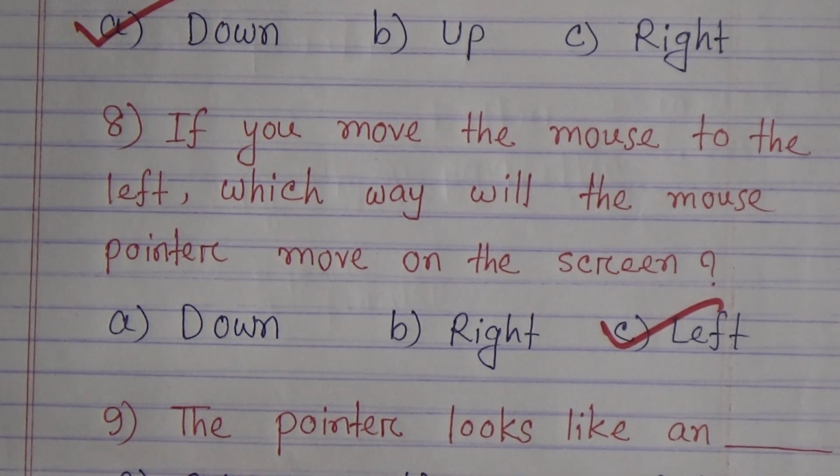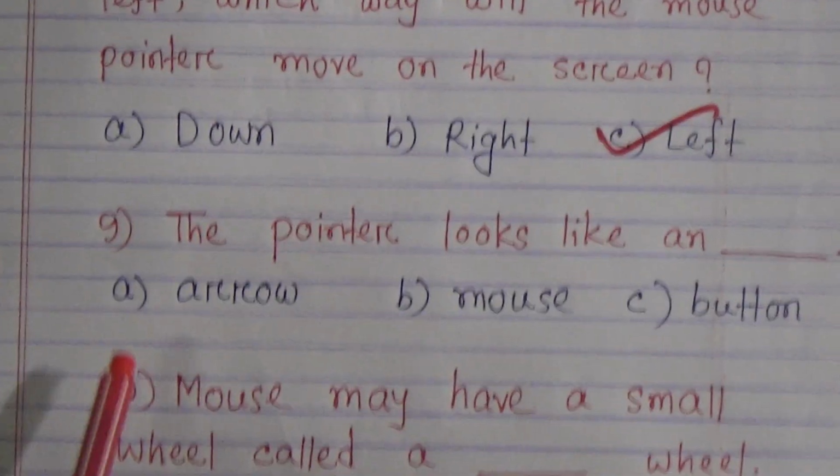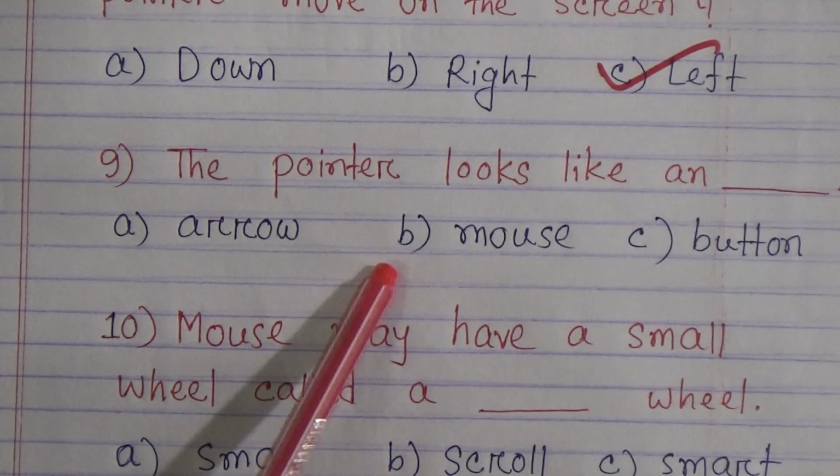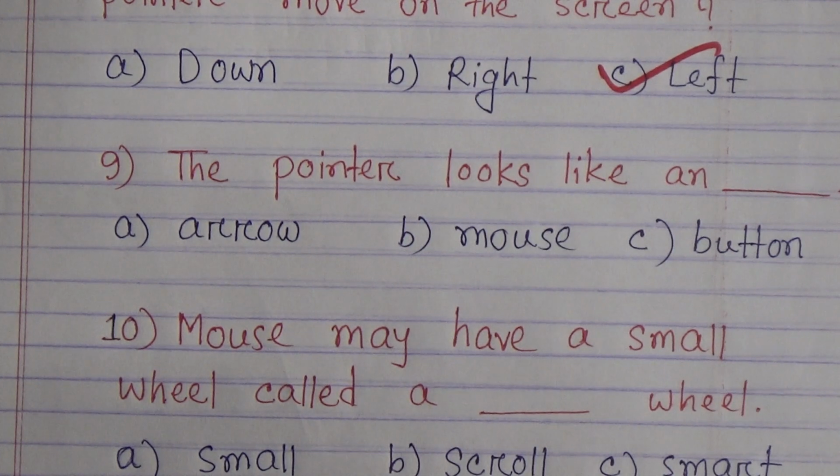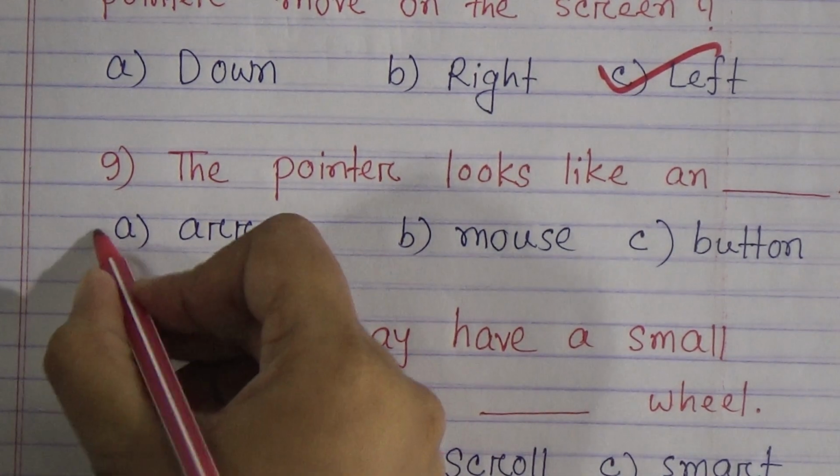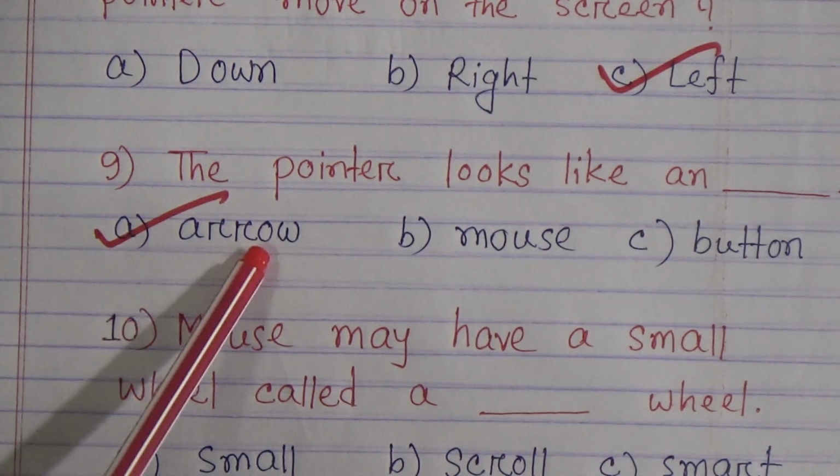Number 9. The pointer looks like an dash. A arrow, B mouse, C button. The pointer looks like an, option A will be correct. The correct answer is A, arrow.